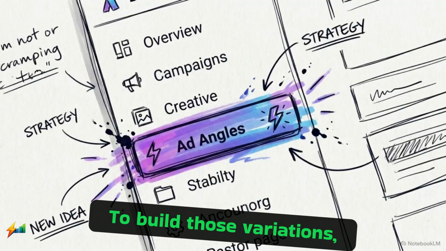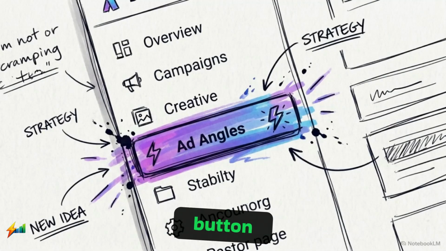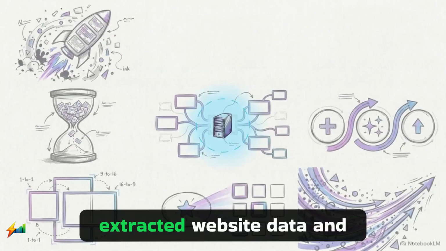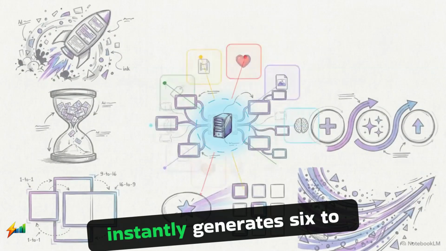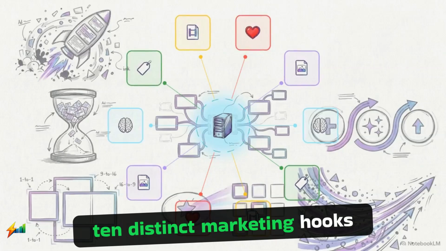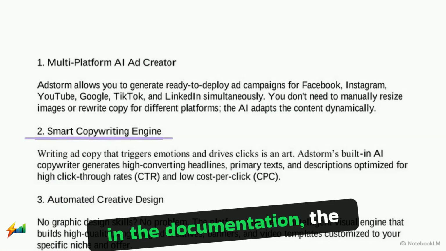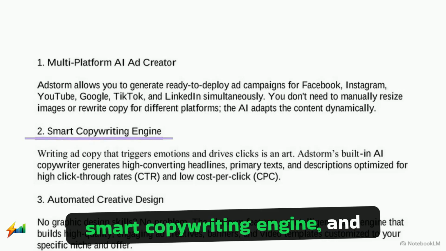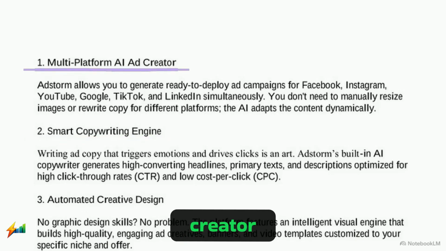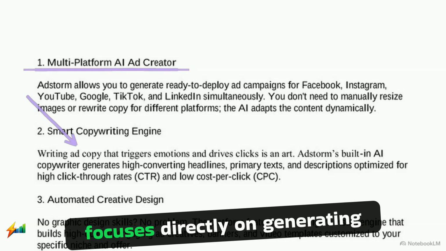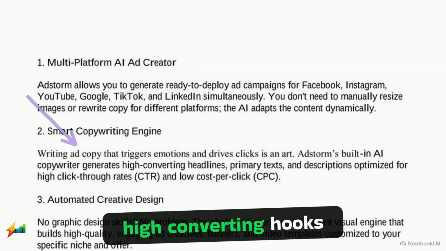To build those variations, click the Add Angles button. The system processes your extracted website data and instantly generates 6 to 10 distinct marketing hooks. This feature relies on the architecture shown here in the documentation: the smart copywriting engine and the multi-platform AI ad creator. They ensure the tool focuses directly on generating high-converting hooks.